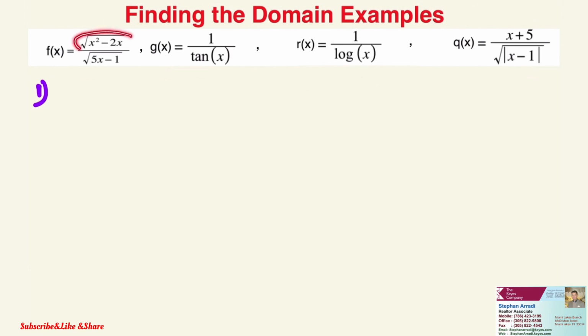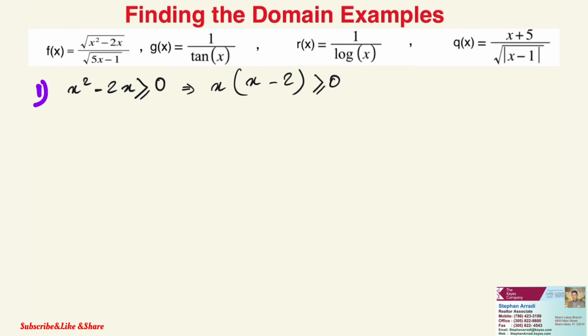For example, the first one: this number here shouldn't be negative, because inside the square root it should always be positive. So let's see where this is going to be negative, so we exclude it. We have x squared minus 2x should be greater than or equal to 0. Therefore, x times (x minus 2) should be greater than or equal to 0.